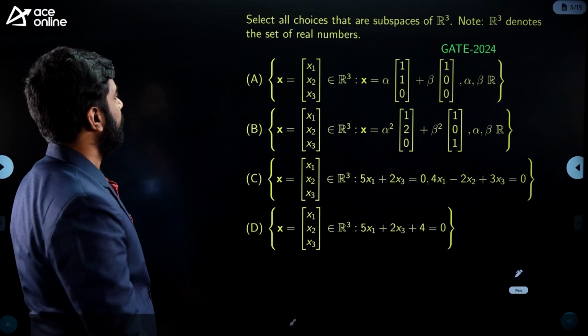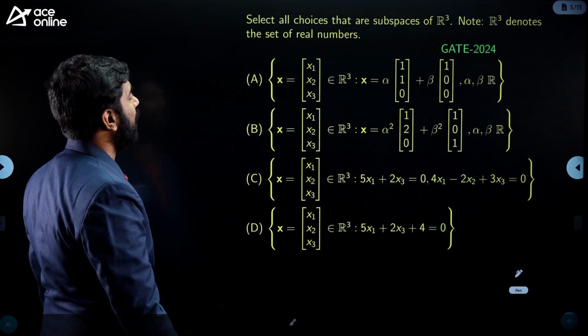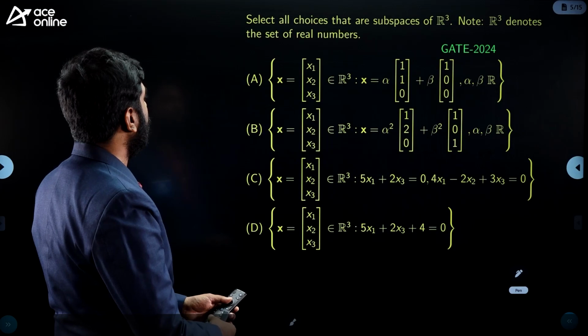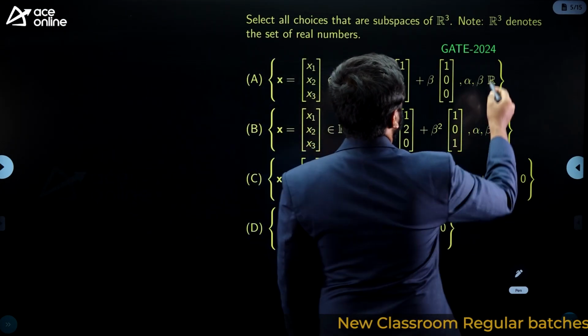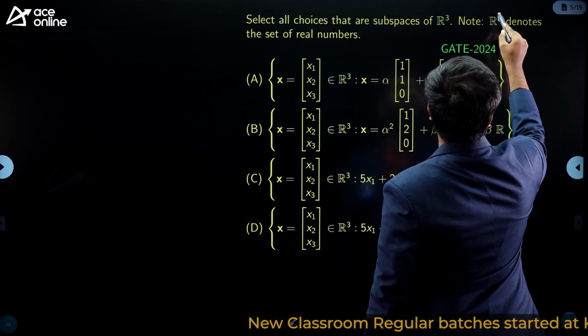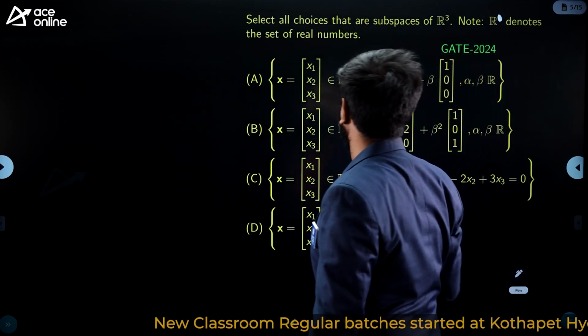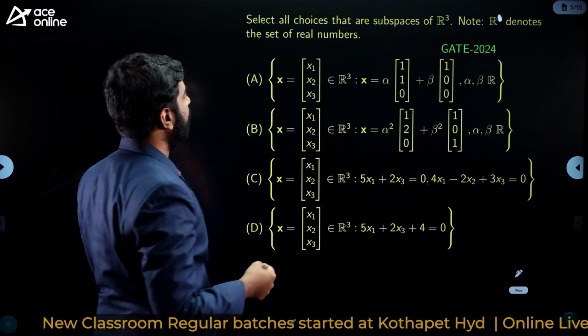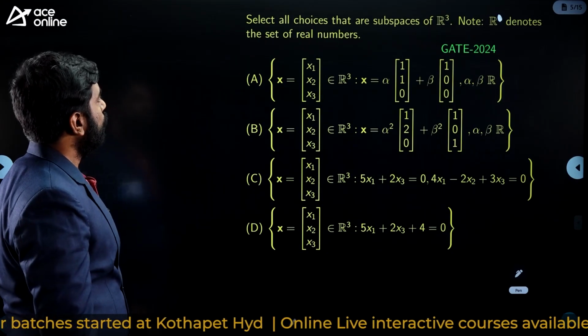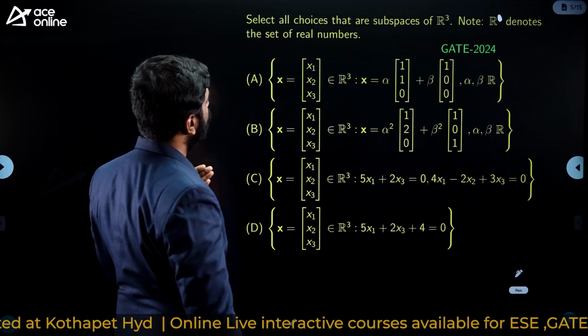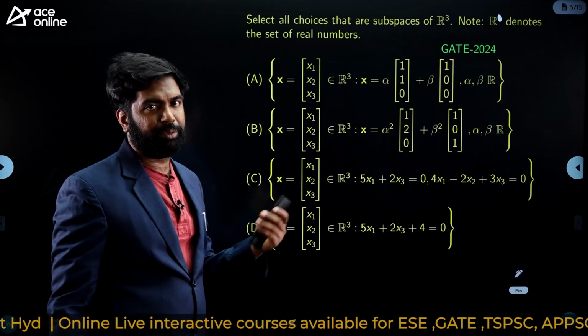Select all choices that are subspaces of R3. Note, R denotes the set of real numbers. R3 is nothing but 3-tuple vectors where each component comes from the set of real numbers. So he says you need to choose all such options which form a subspace.